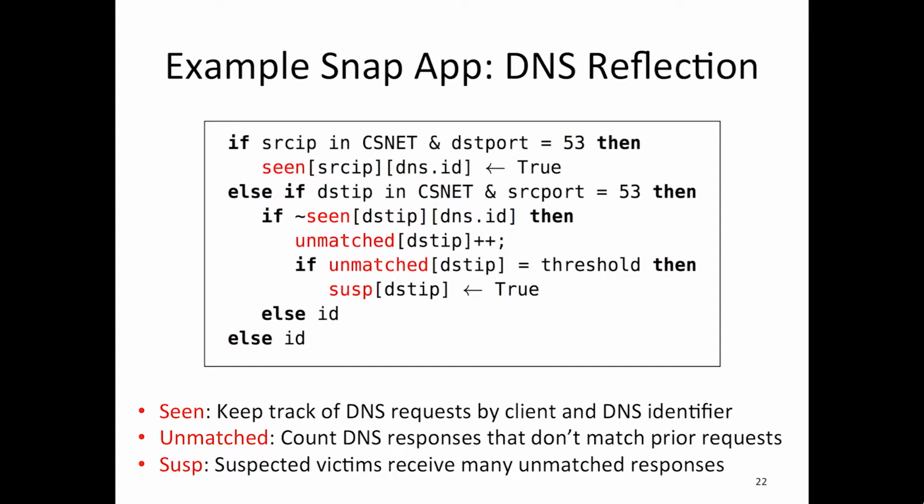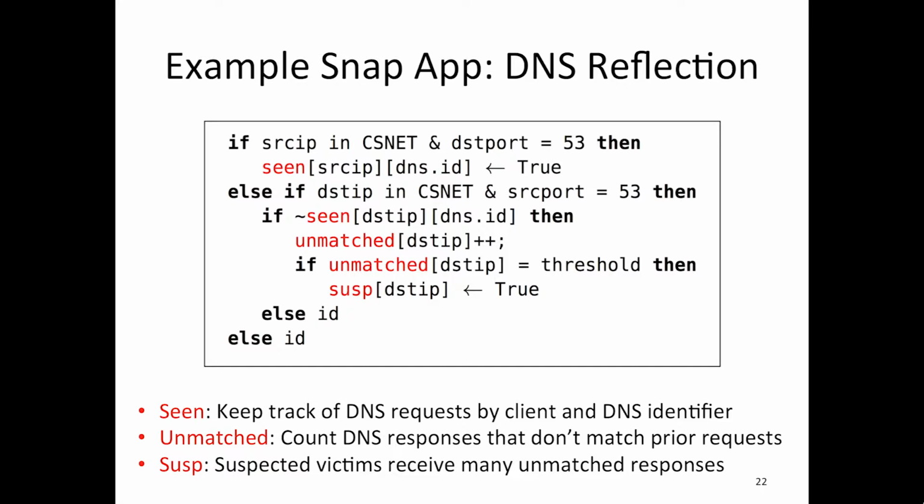So what we do in this application is whenever someone makes a DNS query, we keep track of it to make sure that when responses come back later, they were actually to requests that party sent in the first place. So the seen array is keeping track, by client IP address and the DNS ID of the request, of whether or not that client has actually sent a DNS query. If a response comes back to a particular IP address, this time the potential victim is the destination, we're going to check: was this query actually made by this party in the first place?